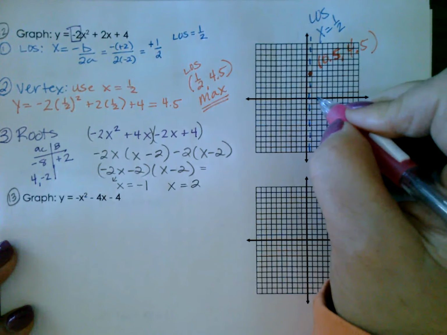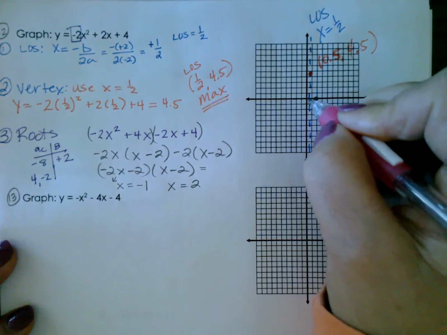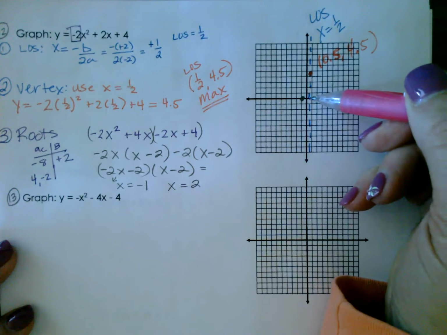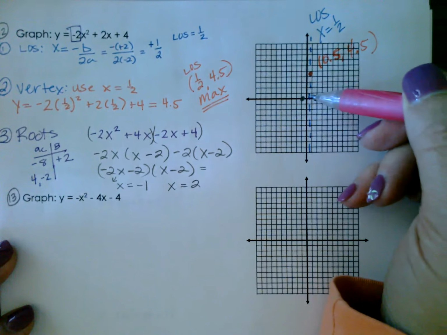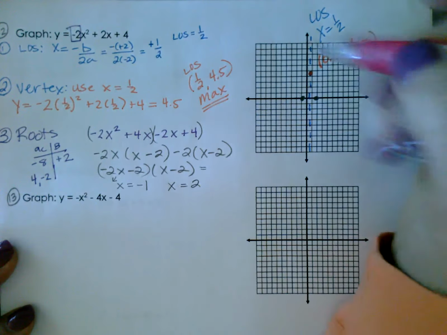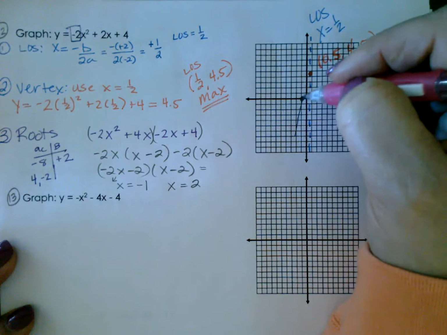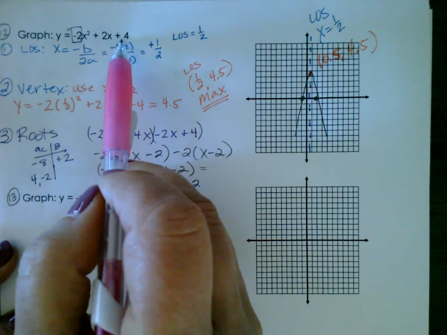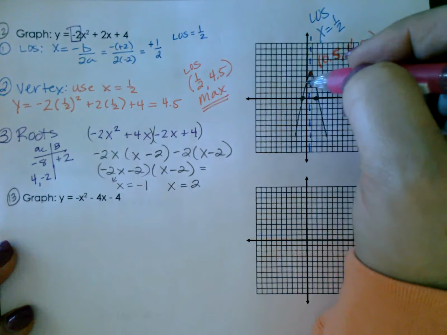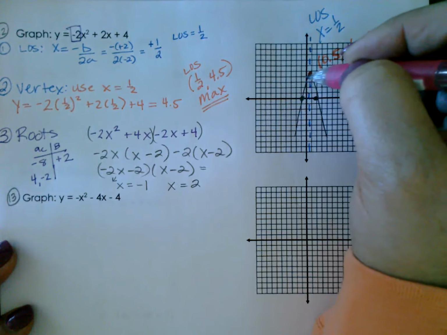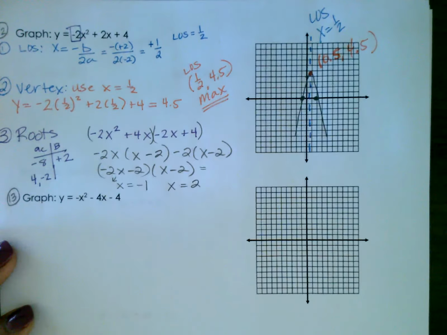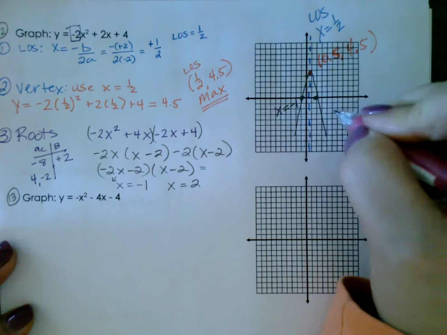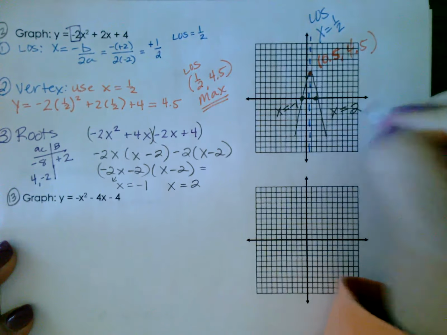So 1, 2, starting here. Notice that from the half point, it's 1.5 to the right, and it's 1.5 to the left. Doing the best I can. Draw my parabola. I should have about a y-intercept of 4. That's right here. So those are my x-intercepts, where x equals -1 and x equals 2.